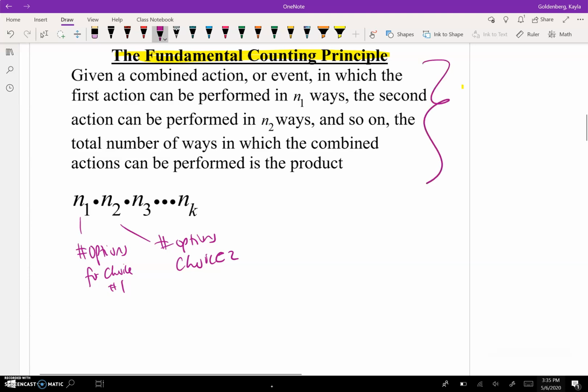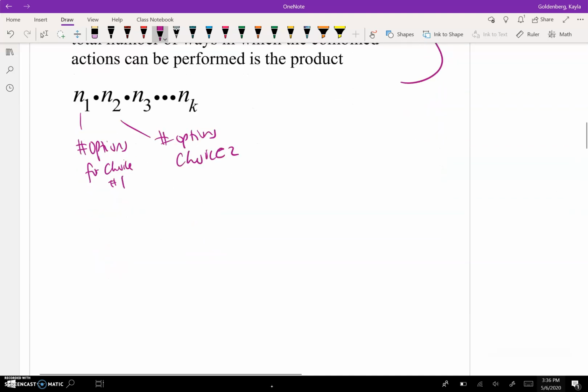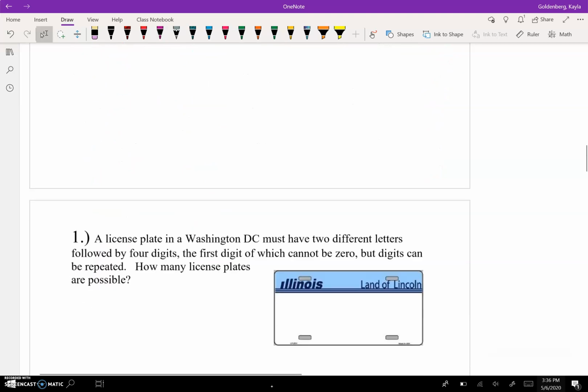If you want to read this part, it's saying the same thing just in more mathematical terms. It's saying that when you have a combined action or event in which the first action has a number of different ways that you can perform it, and the second action has a number of different ways that you can perform it, and so on, if you want to know the overall possible ways that things can happen, you just multiply them together. And that's just a textbook definition.